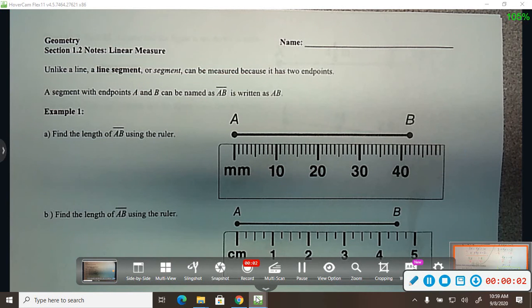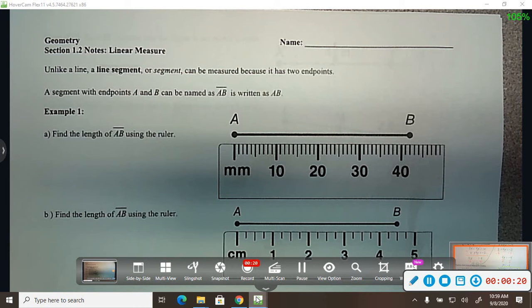Alright, so today we're going to talk about segments. Now segments have endpoints because segments are finite. They start in a place, they end in a place. They are not like lines. So because segments are finite, you can measure them.